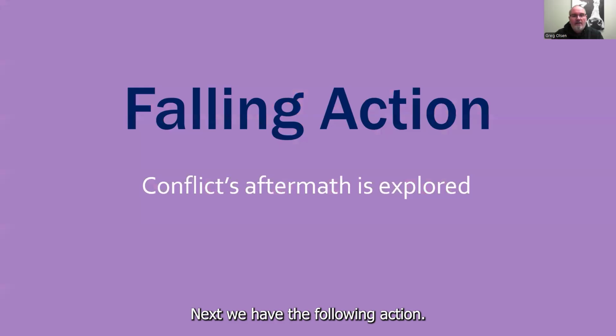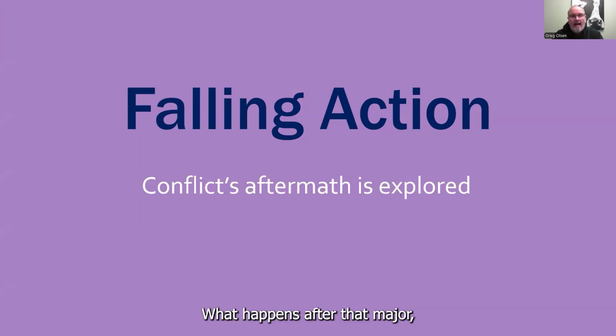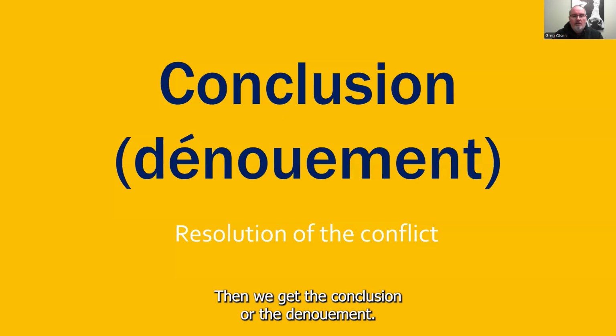Next, we have the falling action. So this is where the aftermath of the climax is now explored. What happens after that major action or major thrilling part? Then we get the conclusion or the denouement. This is the resolution of that conflict. What ended up happening at the end.